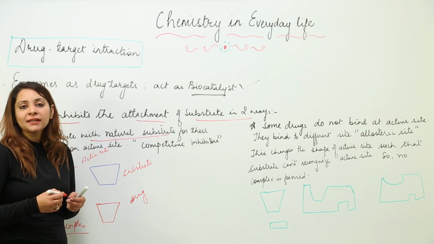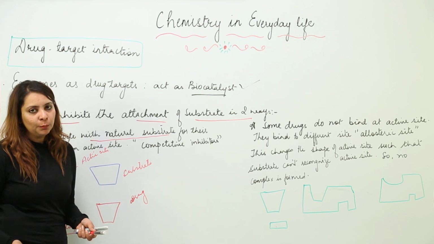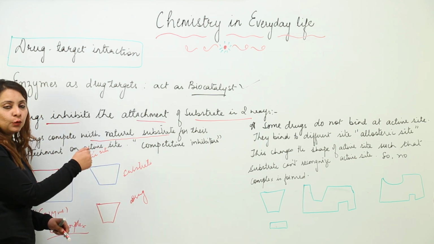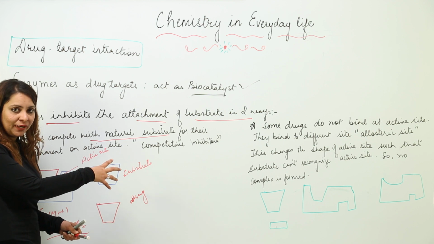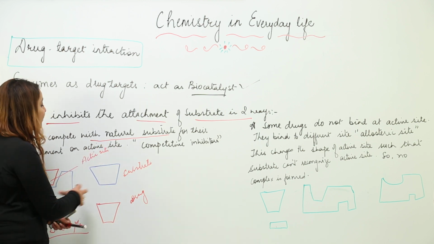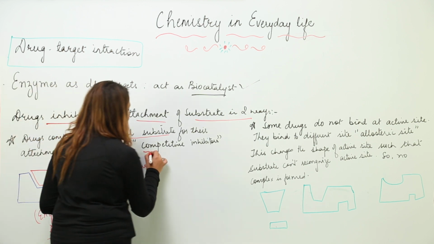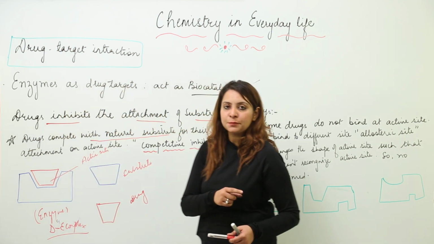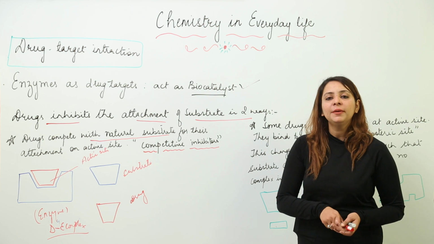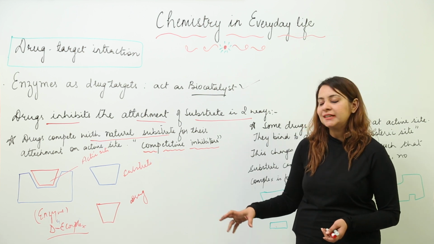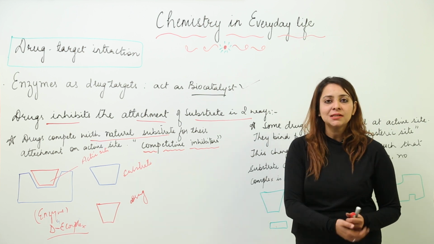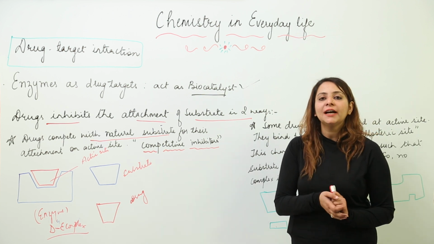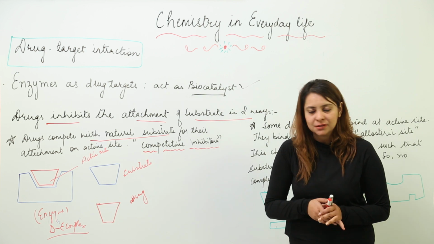And if there won't be any active site, where will the substrate bind and how will the reaction get catalyzed? So in this way, you can say it is competing with the substrate and just blocking the active site. These kinds of drugs are called competitive inhibitors, because they are competing with the substrate, and instead of forming the substrate enzyme complex, a drug enzyme complex is formed. So the drug enzyme complex is formed, and therefore the activity is inhibited.